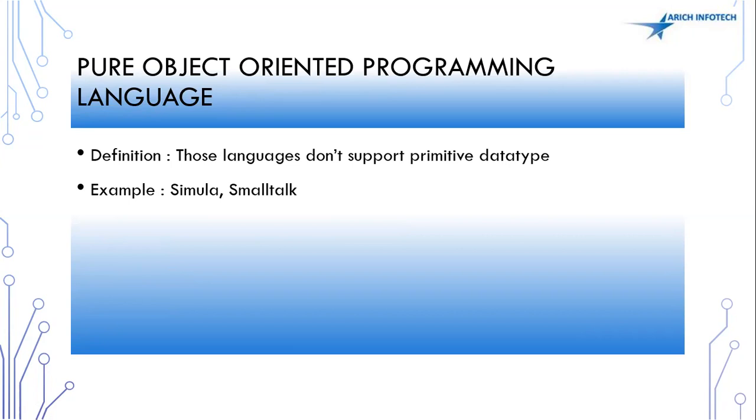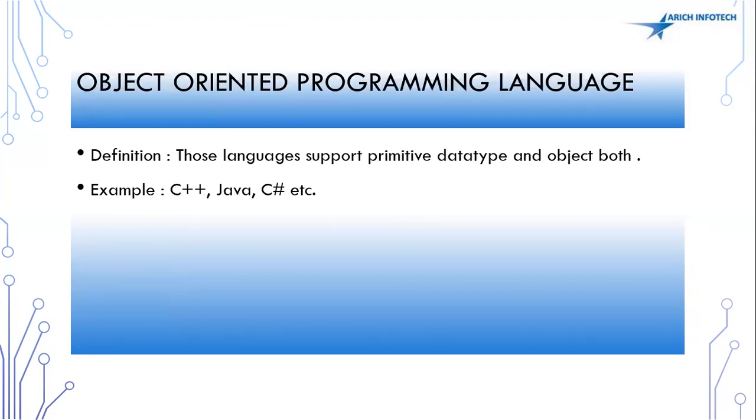These languages don't support primitive values, primitive data types. I think you know that primitive data types are like integer, float, double, character. These are primitive data types. So pure object-oriented programming languages don't support primitive data types like integer and float. They only work on the basis of objects. They don't support primitive values.